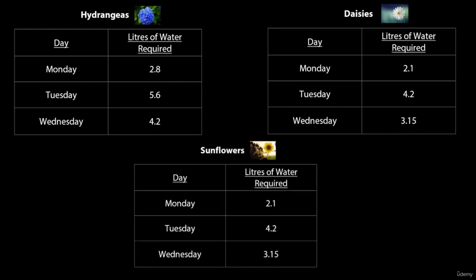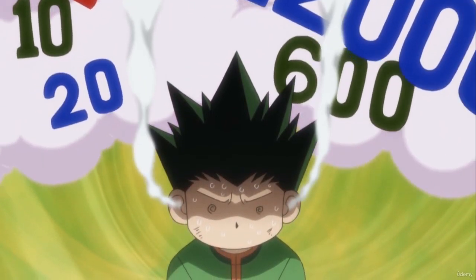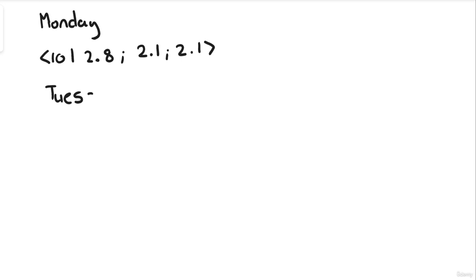And finally, the sunflowers require 2.1 liters on a Monday, 4.2 liters on a Tuesday, and 3.15 liters on a Wednesday. If this was a little confusing or hard to remember, just remember that on a Monday, 10 liters of water go in, and 2.8 liters need to go to the hydrangeas, 2.1 to the daisies, and 2.1 to the sunflowers. On a Tuesday, 20 liters of water go in, and 5.6 liters need to go to the hydrangeas, 4.2 to the daisies, and 4.2 to the sunflowers.